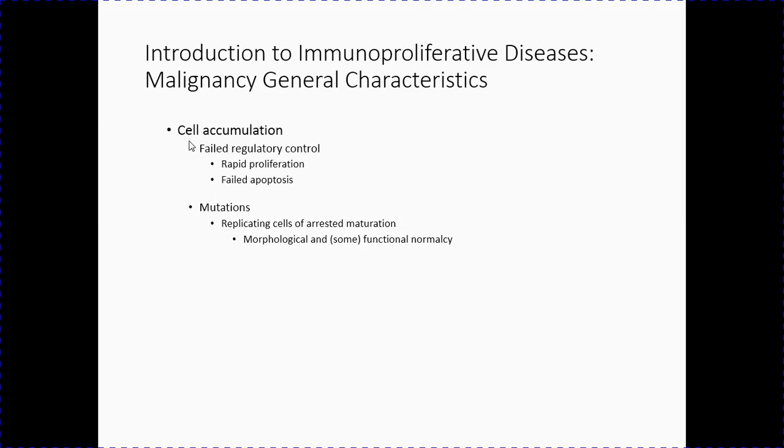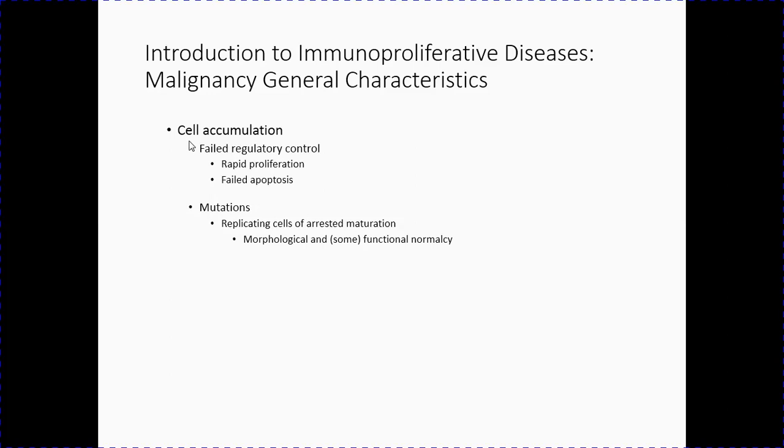Malignancies in general are classified and characterized by a couple of different categories of information. In this hematologic review of immunoproliferative disorders, we're really looking at the cell accumulation that occurs with the malignancy, and was the cell accumulation caused by one of several different routes? The first could have been, and we talked about this last week when we talked about tumor immunology, that there can be failed regulatory controls, and those regulatory controls, if they are failed, can either cause that really rapid proliferation of a cell line, or it can result in a failure of apoptosis, or the predetermined cell death.